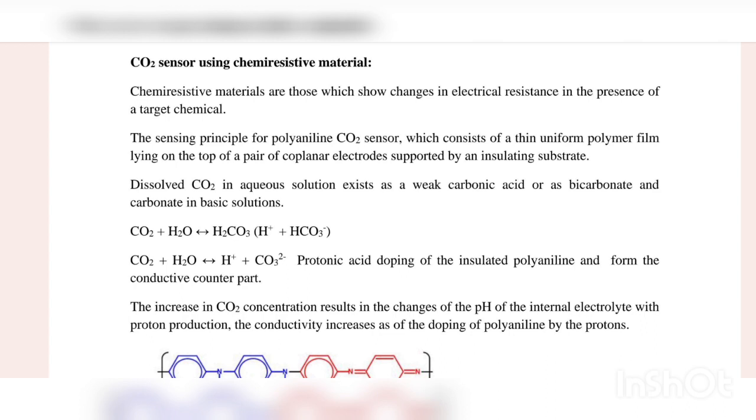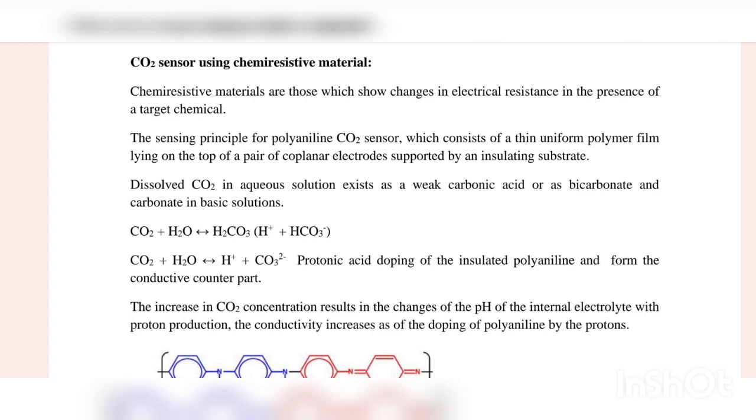So what is meant by chemi-resistive materials? These are those which show changes in electrical resistance in the presence of a target material. Here the target material may be a gas or some ions in solution, whatever it is. By the use of this chemi-resistive material, we can sense different gases. Generally, among gas sensors, the CO2 sensor is a common gas sensor.